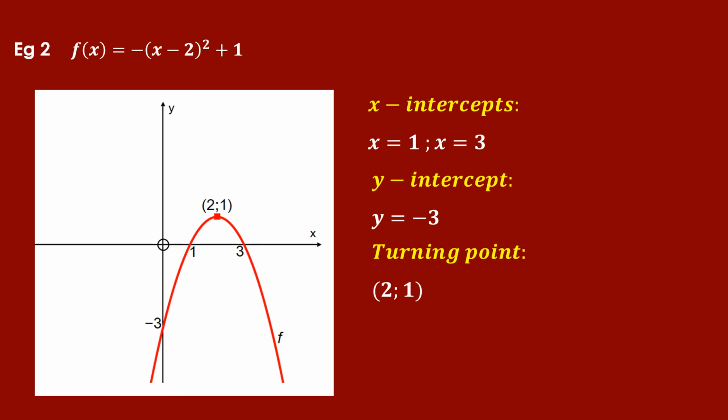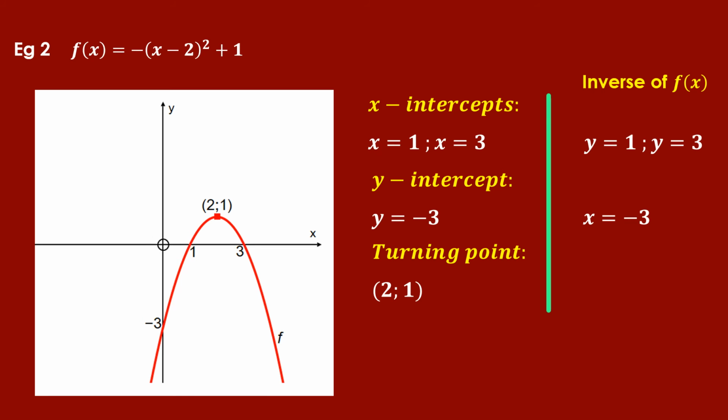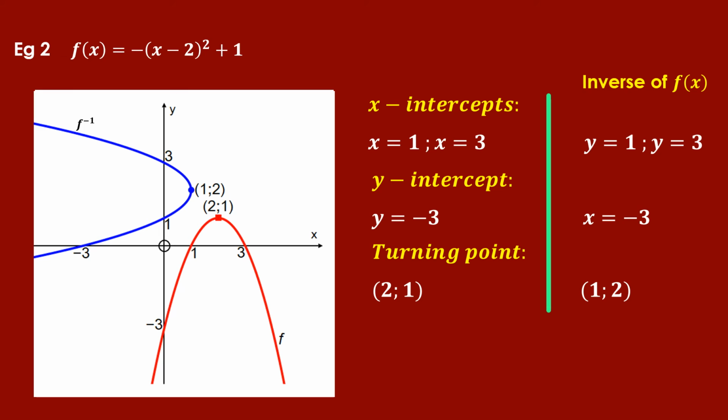And the best way to sketch the inverse is to use the coordinates from the original function and just swap them around. So instead of x-intercepts at 1 and 3, we now have y-intercepts at 1 and 3. Instead of a y-intercept at -3, we have an x-intercept at -3, and the turning point (2, 1) will just swap around and we end up with the coordinate (1, 2). And if we plot these 4 points on the graph, we get a parabola again on its side, but it's just a perfect reflection over the line y equals x.